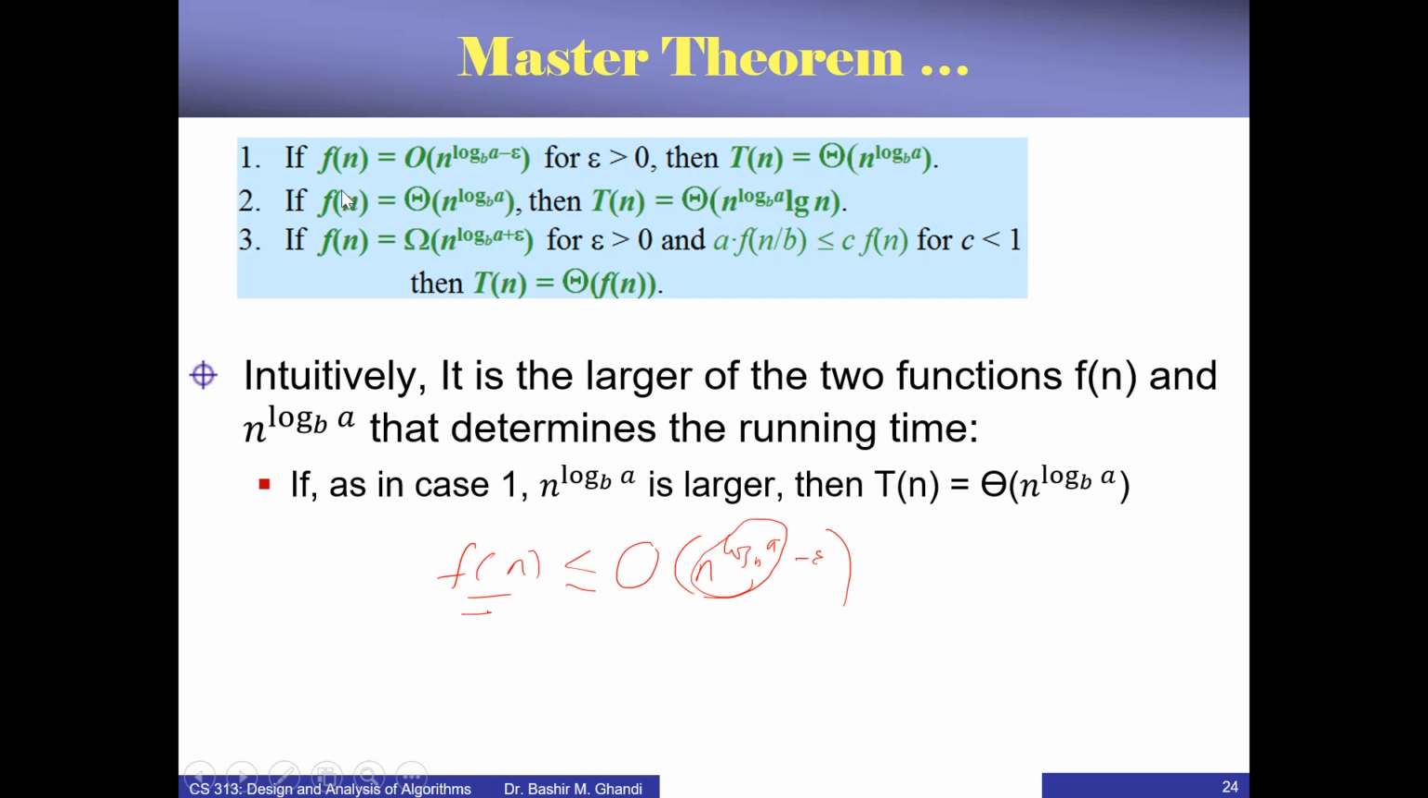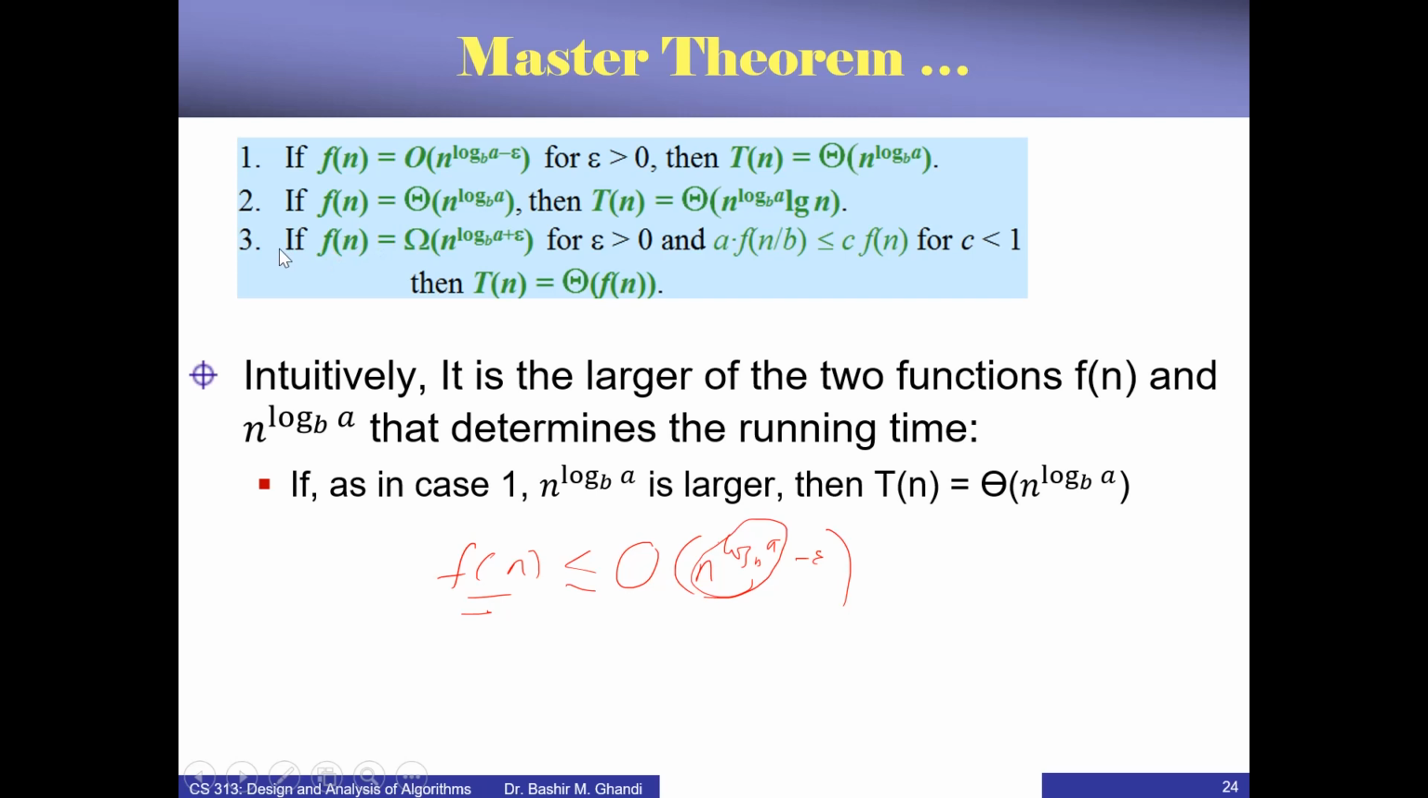So if they are equal, take any of them, either the f(n) or the n to power log of a to base b, they are equal anyway, and multiply the result by log to base 2 of n, and that is the answer. So T(n) will be theta of n to power log of a to base b, or f(n), because they are actually equal, times log of n to base 2.